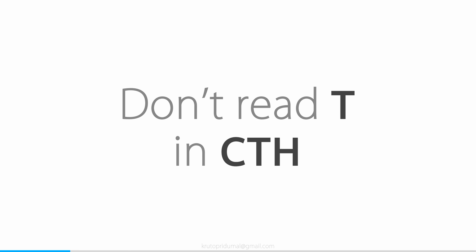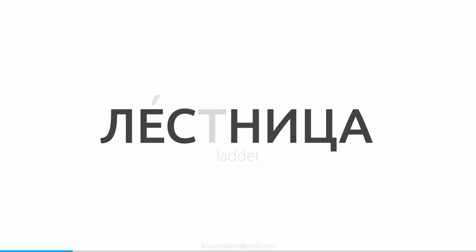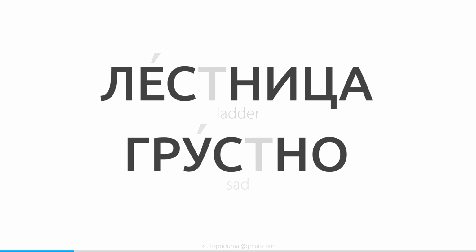The only exception that I can think of is when this T is stuck between es and en. It's hard to read it when it's stuck like this, so we just don't. Like in лестница, or in грустно. But when it's surrounded by vowels, you always read it. Sometimes we don't pronounce it when it's right at the end, just like in English, right? Because we're also lazy like that.